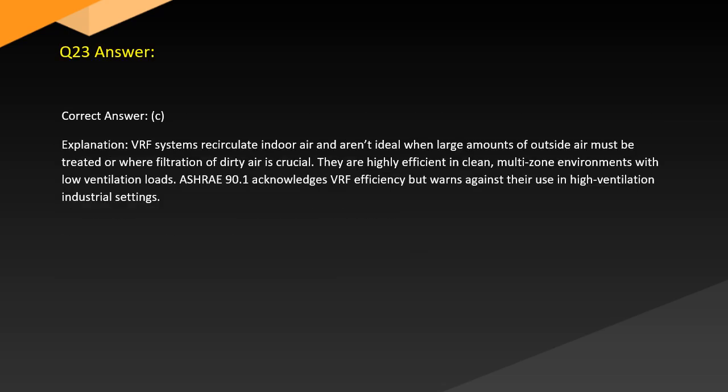Answer. Correct answer: C. Explanation. VRF systems recirculate indoor air and aren't ideal when large amounts of outside air must be treated or where filtration of dirty air is crucial. They are highly efficient in clean, multi-zone environments with low ventilation loads. ASHRAE 90.1 acknowledges VRF efficiency but warns against their use in high ventilation industrial settings.